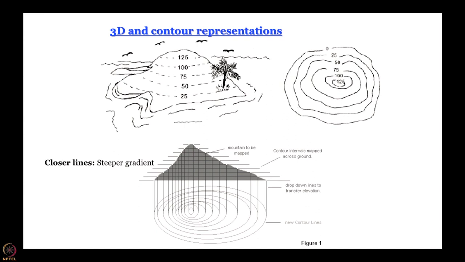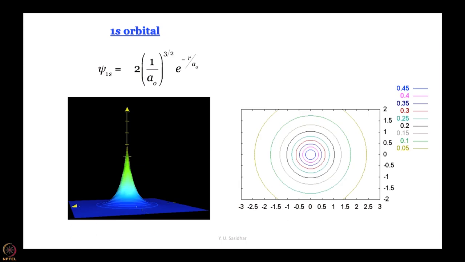In case of wave functions, we will have troughs as well. So, how do you designate troughs? Well, you can write minus 25, minus 50 and so on and so forth, or you can use contour lines of different color. Generally, as we are going to show, contour lines and color shading together give us very beautiful pictures, right. So, let us go ahead.